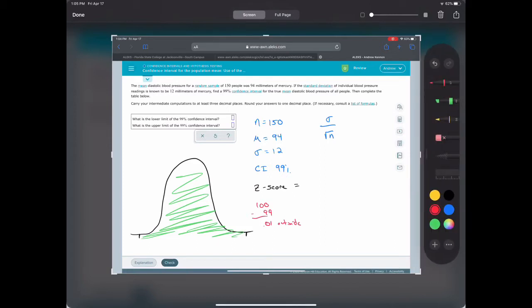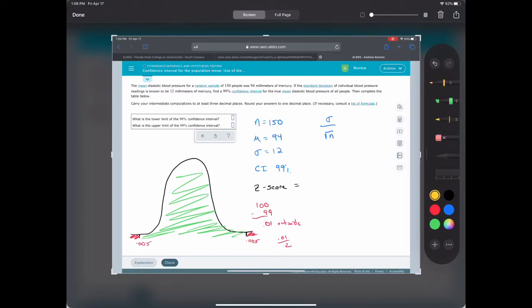So this is symmetric. So what I actually want to do is divide that by 2, and I get 0.005 on this side and 0.005 on this side. So this counts for 0.005 and this counts for 0.005. So if you're thinking percentages, there's 1% on the outside. So there's 0.5% on each side. So there's 1 total percent on the outside. So we're going to have to find the z-score that goes along with the 0.005 on the outside there. We'll do that in just a second.